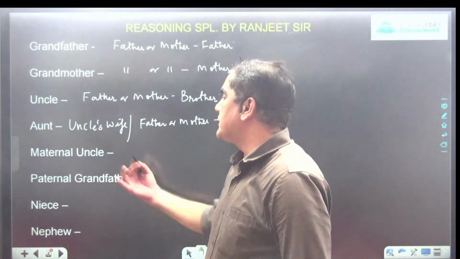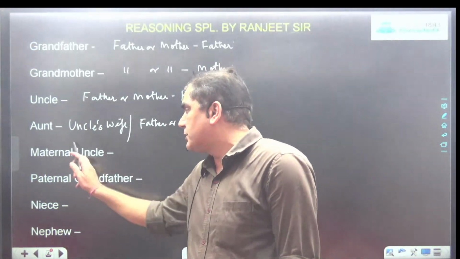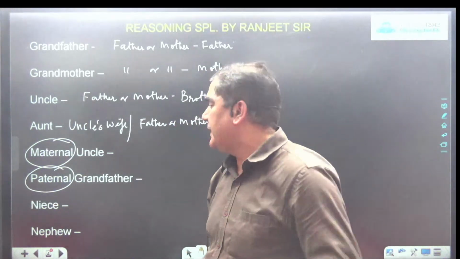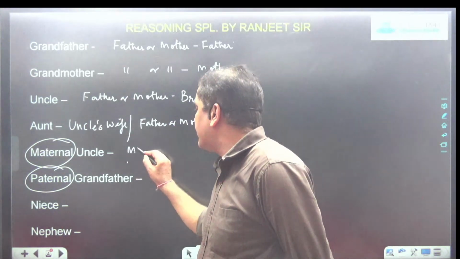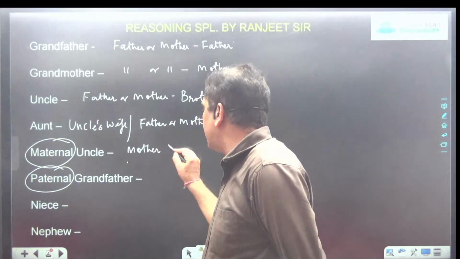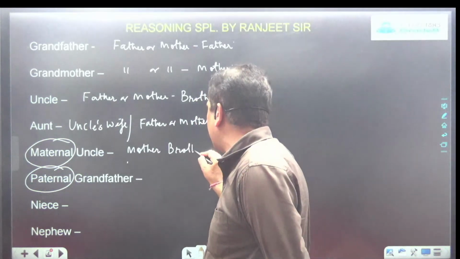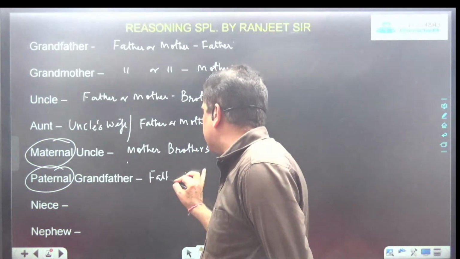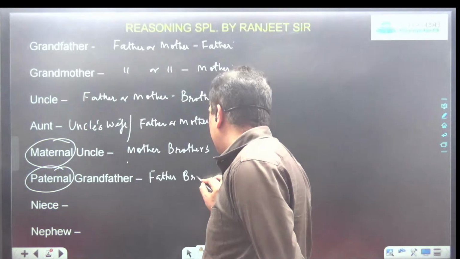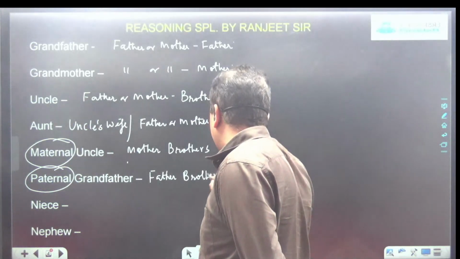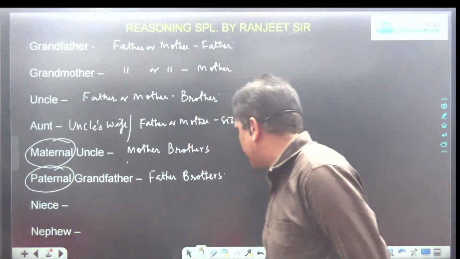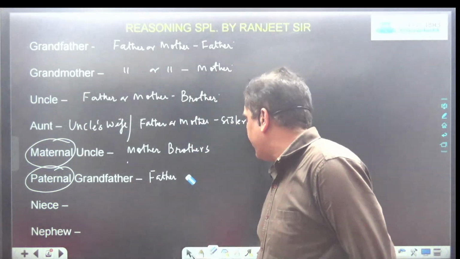Next one. Who is called maternal? Already we have understood the words maternal and paternal. So maternal stands for mother's side. I will say my mother's brother will be my maternal uncle. And paternal stands for my father's side. My father's brother will be my paternal uncle. Sorry, the paternal grandfather will be my father's father.